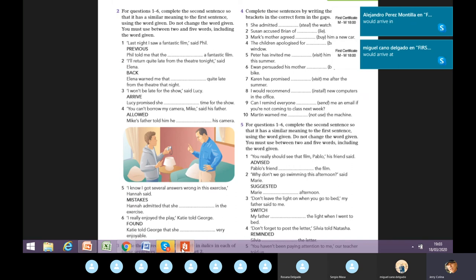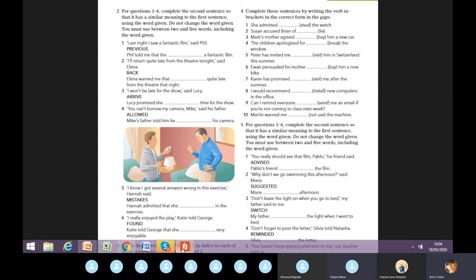Yes. But not at. With time, Mike, you can use in or on. Yes, in is correct too. Lucy promised she would arrive on time, puntualmente. Or Lucy promised she would arrive in time, que llegaría a tiempo. So on time, in time, but never at time for the show.